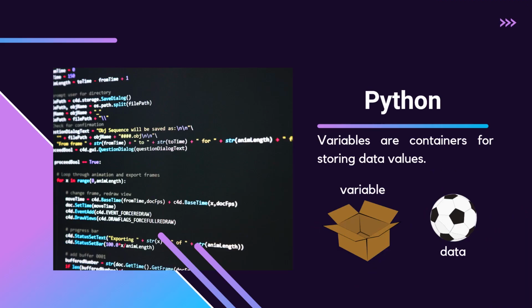So in Python, we have variables, and these variables are containers for storing data. In other terms, this is a way to store data. So for example, we have a box and we have a ball, and we want to store that ball inside a box. So when we store that ball inside a box, essentially we could relate this to variables, being that the box is the variable because it's storing the ball, and the ball being the data because it's being stored in the variable.